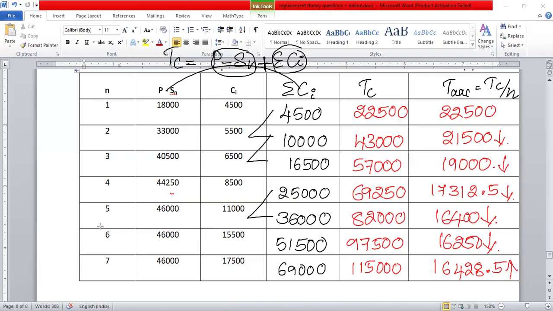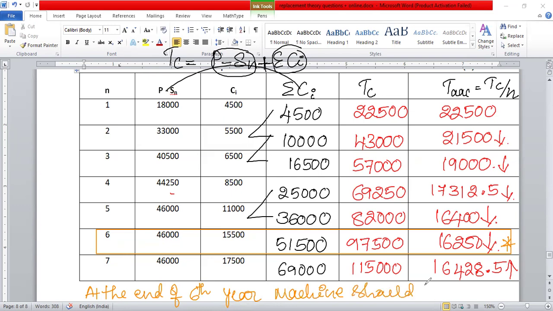So the minimum is at the 6th year, 16,250. At the end of the 6th year, the machine should be replaced. Machine, vehicle, or whatever should be replaced. Yes, the machine should be replaced.